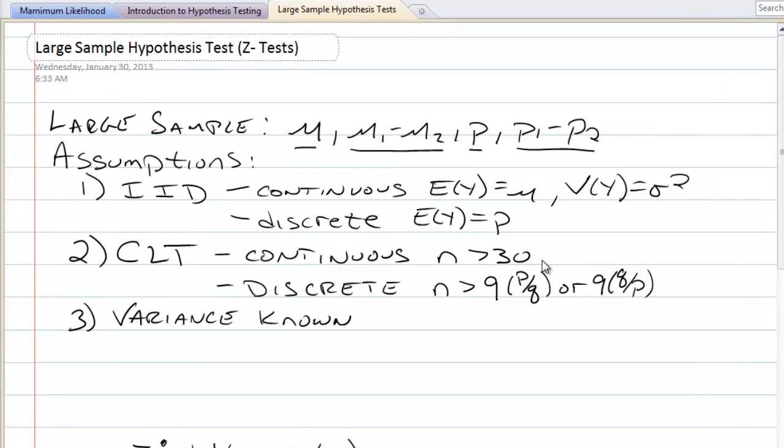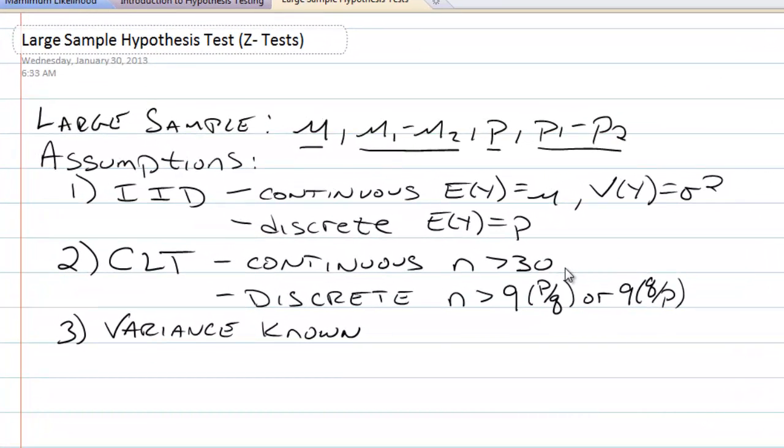In this lesson, we're going to talk about large sample hypothesis testing. Sometimes you'll see this referred to as z-test because we're going to be using normal distribution. In the first line of the notes here, I've denoted the parameters that are typically involved in large sample hypothesis testing. They're a single population mean, mu, a difference of two population means, mu1 minus mu2, a proportion, p, or a difference of two proportions, p1 minus p2.